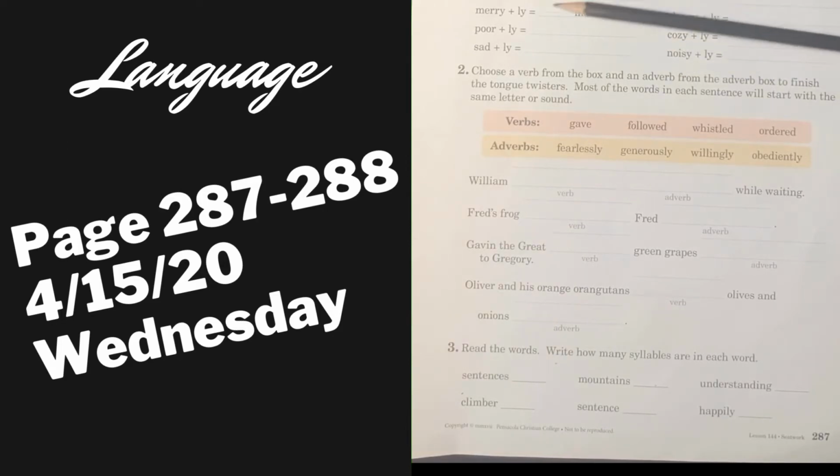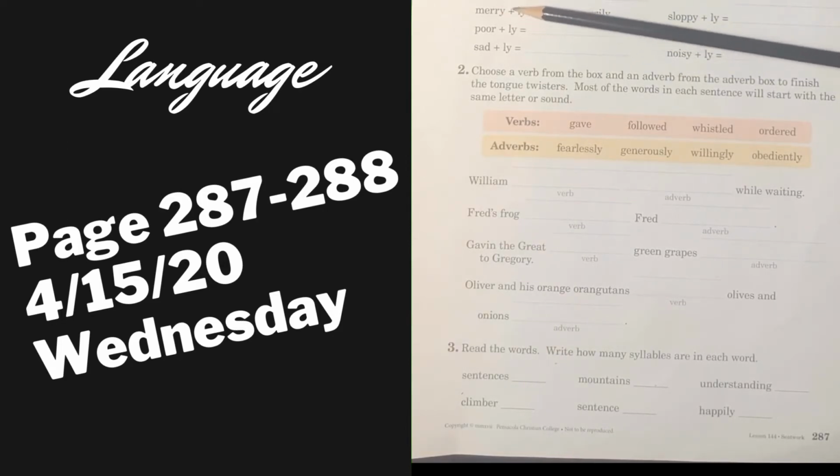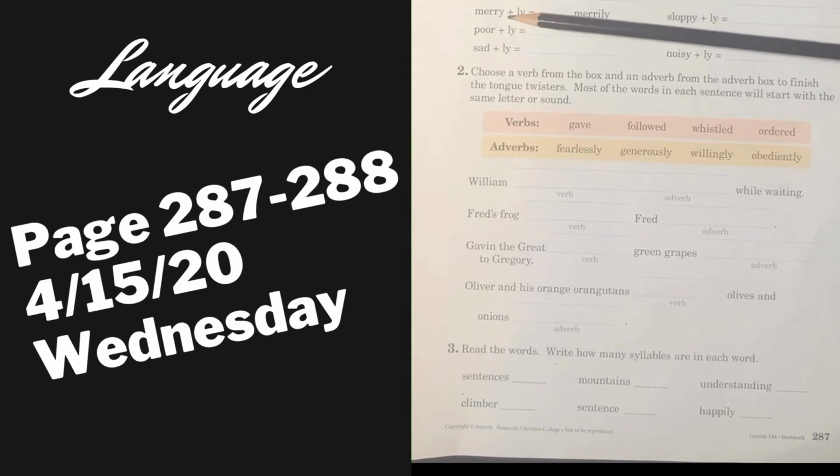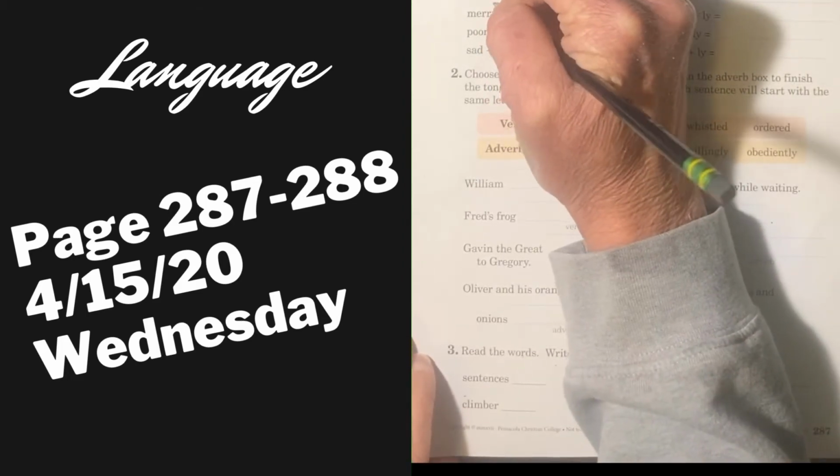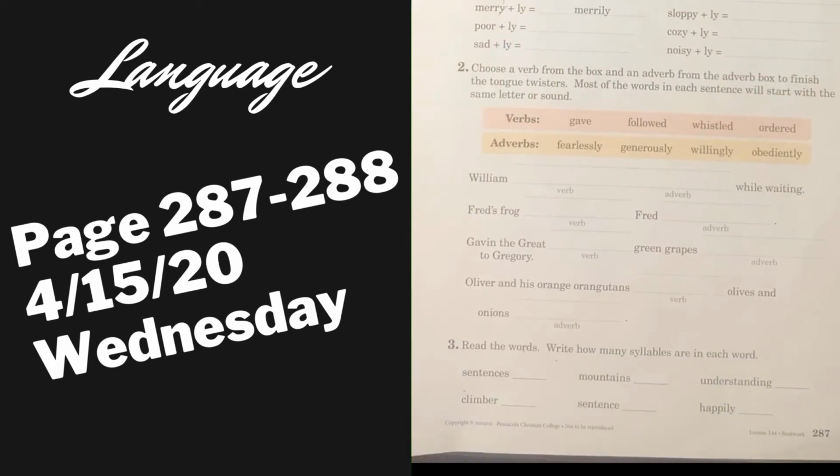So on each one of these root words, you add the ly. So merry, you add ly, so it becomes merrily. And see how they change that y to an i. Now not all of them have that. If you look at sadly, that does not have a y at the end of it, so it's going to have no change on that one.